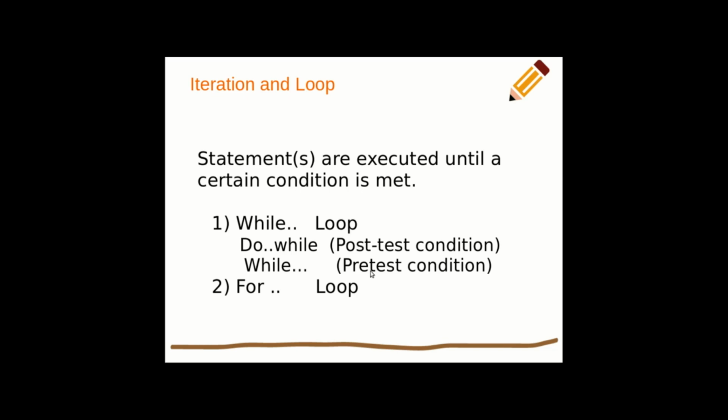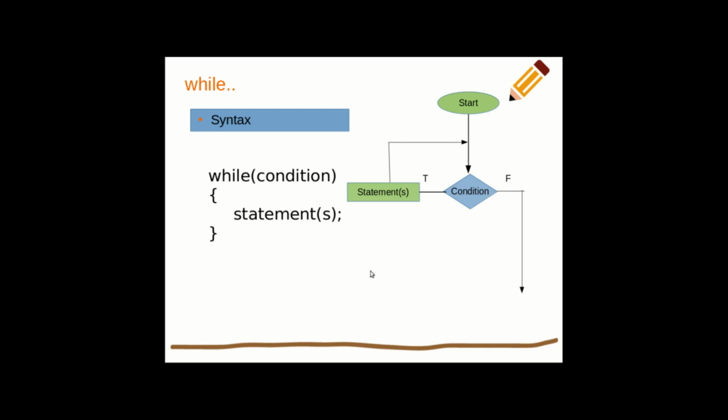Now, the syntax for while is as shown here. We have while condition. We have a condition that needs to be met here. Once this condition is met, it is only then that we can execute the statement or statements within the control structure's body. If this condition is not met, then we exit the control structure and proceed. If there are other statements that come after this structure, we execute them.